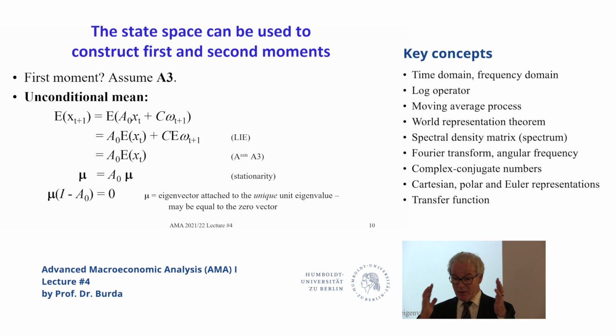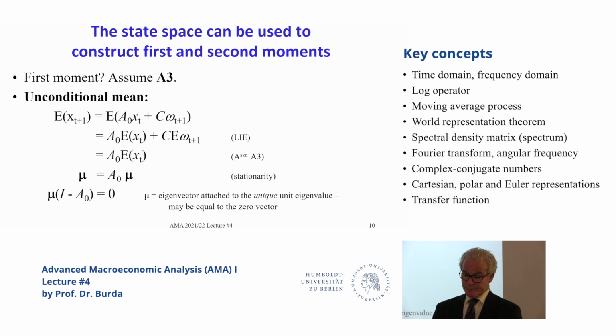There we have the unconditional mean property: in a covariance stationary process, this mu, the expected value of x, is exactly the unit eigenvalue eigenvector of that process. This is why it was relevant to learn eigenvalues and eigenvectors before, because now it's showing up in a different form. It has nothing to do with the type of Markov chain we had before, but it's a very similar idea. So we can use that fact, if we know what A0 is, to derive the expected value immediately.